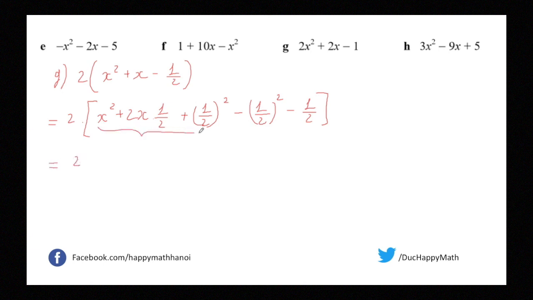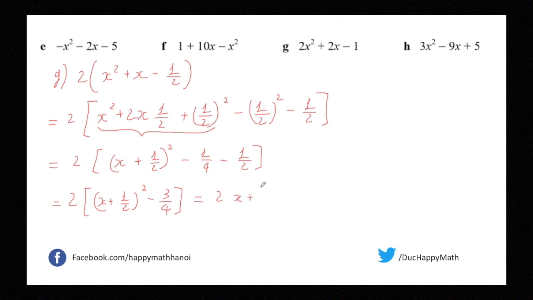The first 3 terms, a squared plus 2ab plus b squared, equal (a plus b) squared, and minus 1 over 4 minus 1 over 2. The 2 outside is unchanged: (x plus 1 over 2) squared minus 3 over 4, and 2 times (x plus 1 over 2) squared minus 2 times 3 over 4, which you can simplify to 3 over 2.